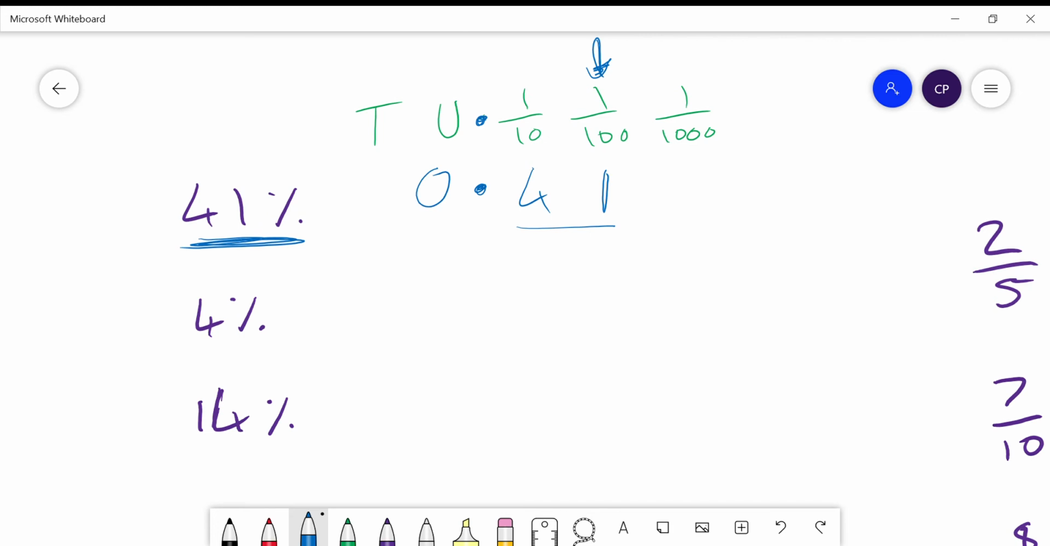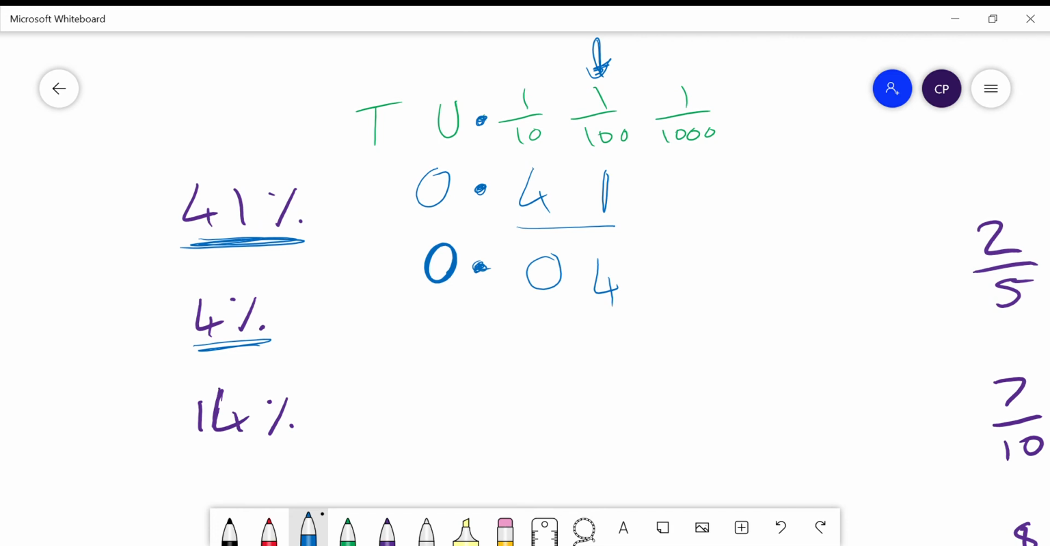Well, let's try 4%. 4% means it's per hundred. 4% means 4 hundredths. So it's going to end under the hundredths column, which means I've got 4 per hundred. Now, this isn't quite right yet because there's some bits I need to fill in, because I can't just leave that 4 there. To represent 4 hundredths I need to say I've got no tenths and I've got my decimal and no units. So 4% is 0.04.